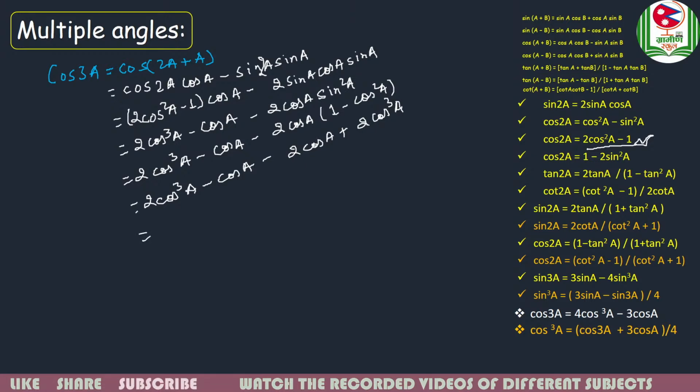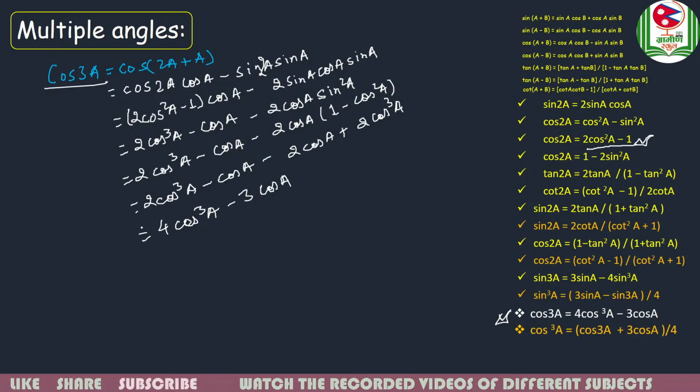So on adding all of them, 2 to 4, so 4 cos cube a, minus 2, that is minus 3 cos a. So the result is cos 3a equals 4 cos cube a minus 3 cos a. So we have obtained that cos 3a equals 4 cos cube a minus 3 cos a, and this is the required result. Now we can also express this cos 3a in the form of cos cube a.